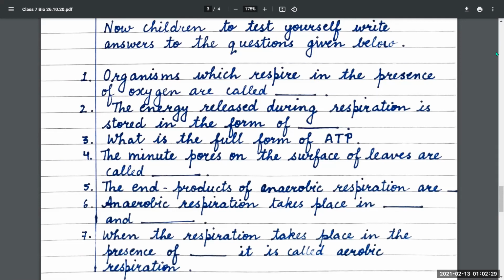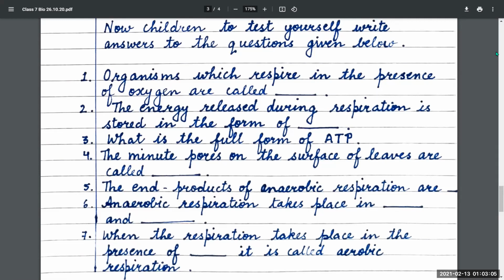Number 5. The end products of anaerobic respiration are dash. Number 6. Anaerobic respiration takes place in dash and dash. Number 7. When the respiration takes place in the presence of dash, it is called aerobic respiration.